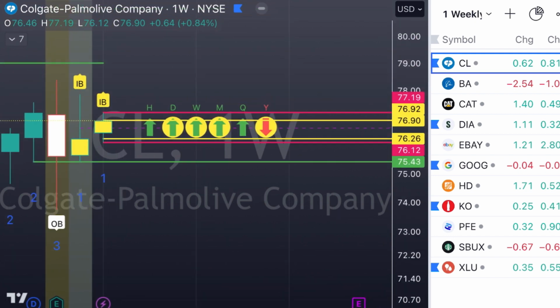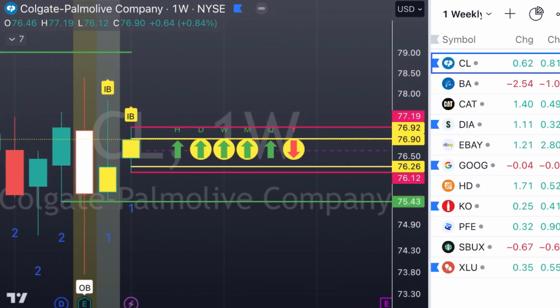We're going to look for the same thing here off of CL coming into next week. So we can look for the calls off of this pink trigger at 77.19, or we can look for the puts at 76.12. If we trigger to the upside, the first target is just the previous high wick, and then the next target would be there. If we're looking to the downside, the first target would be here, the low of the preceding wick, and then the next low of the preceding wick.